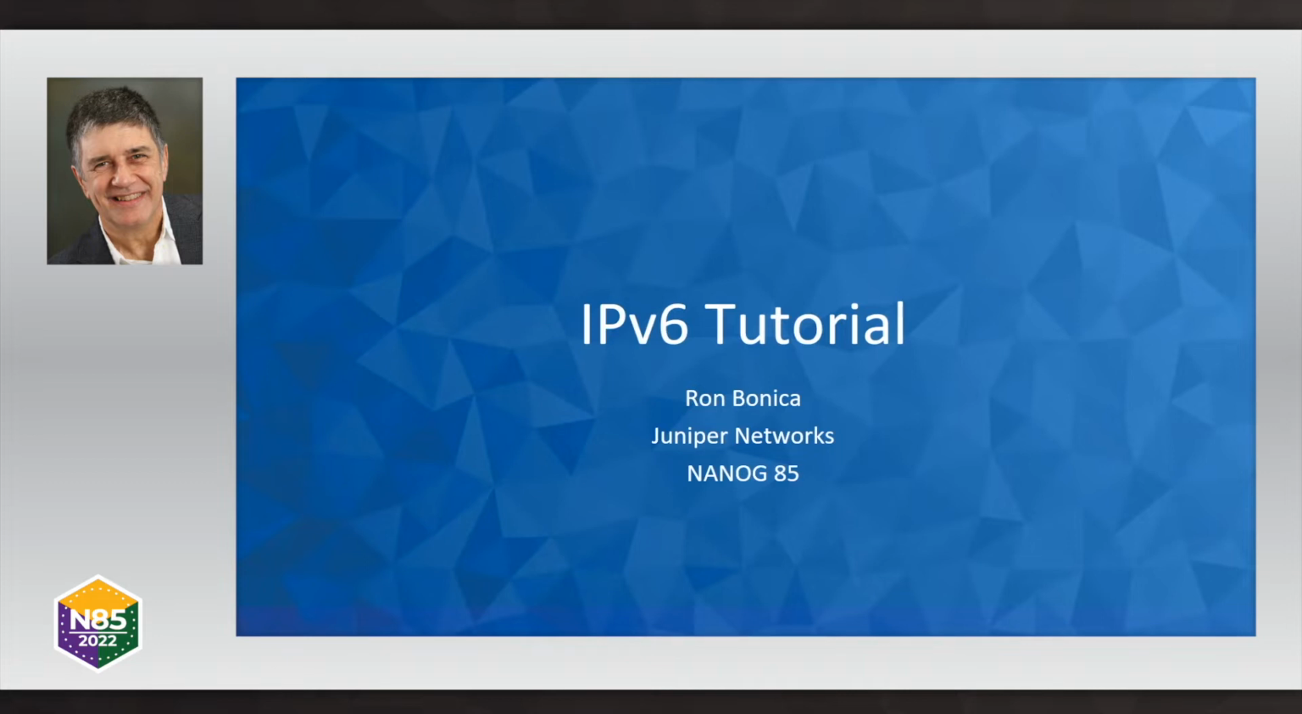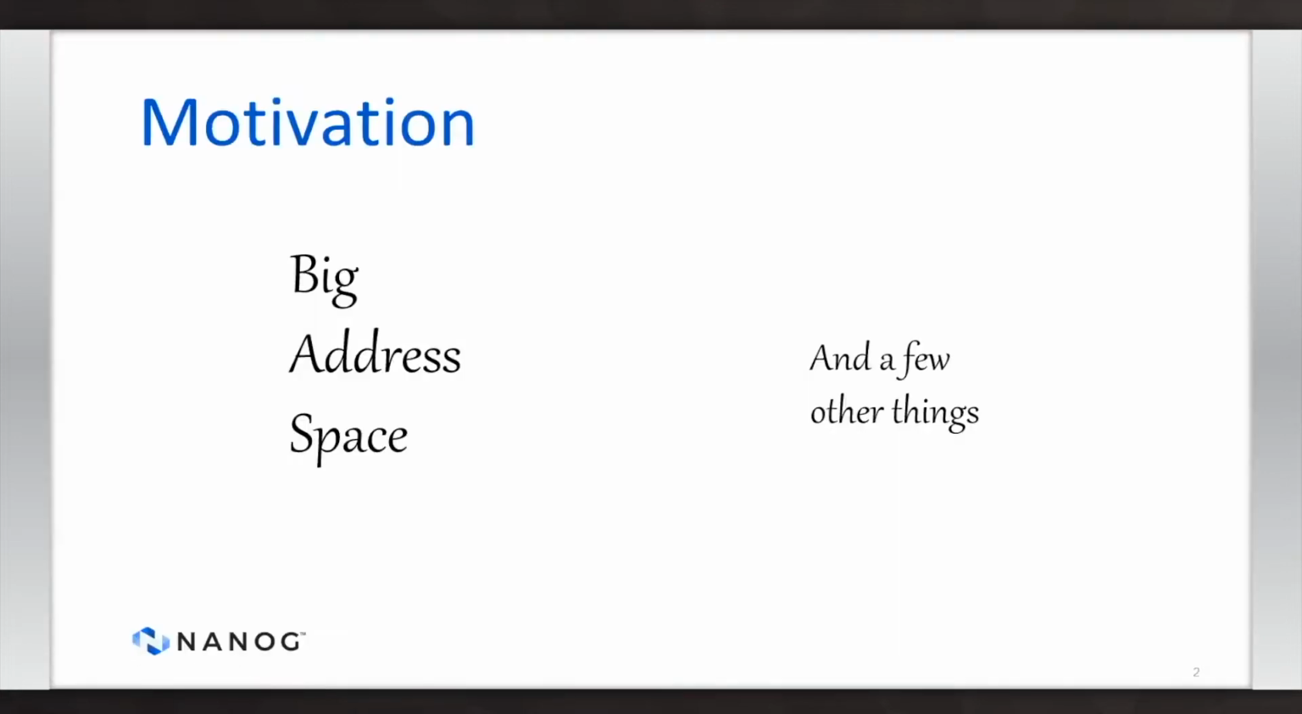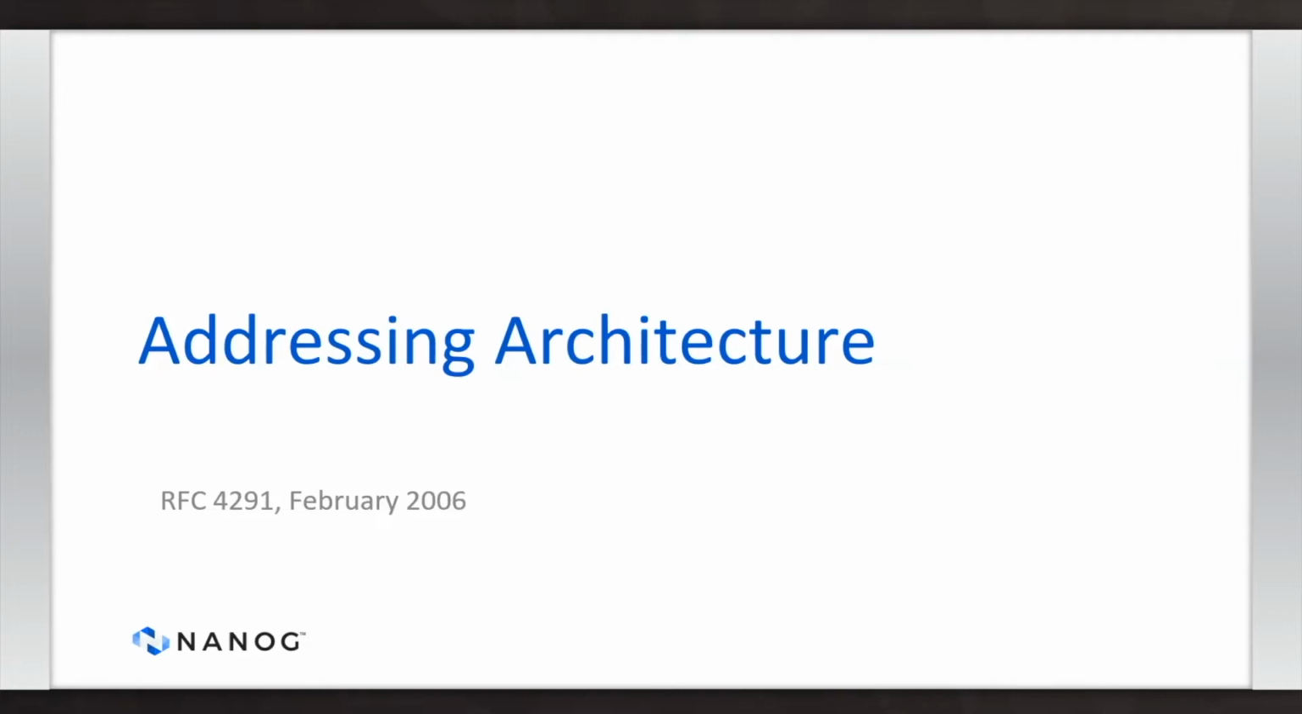I understand that some of you are new to IPv6, some of you are considering deployment, some of you are IPv6 experts. So I'll try to talk to the entire audience. First, what's the motivation for IPv6? When IPv6 was first conceived 27 years ago, the motivation was big address space and a few other things. We're going to take a look at a few aspects of IPv6, and the first is the addressing architecture. Clearly, the motivation was big addresses, so let's take a look at those big addresses.